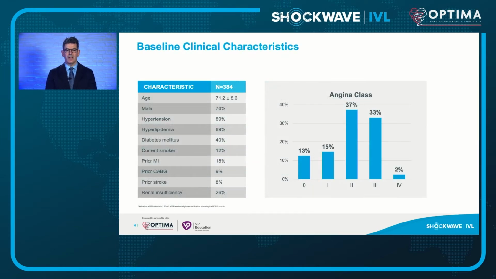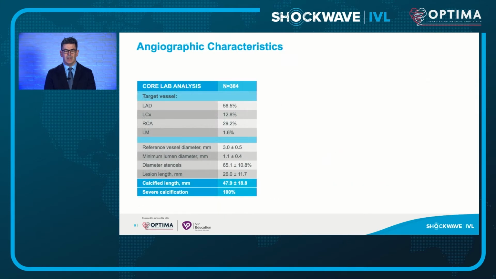These are the baseline clinical characteristics. So 3/4 of the patients were male, the average age over 70, the expected range of cardiovascular risk factors, and a few patients, just under 10%, who'd undergone prior bypass coronary artery surgery. The angiographic characteristics, just over 50% were LAD lesions, and just under a third were right coronary lesions.